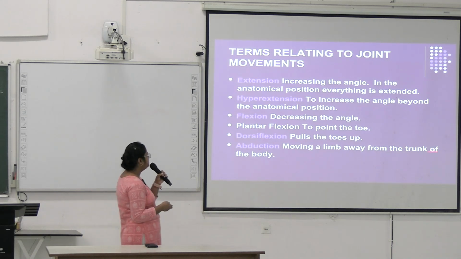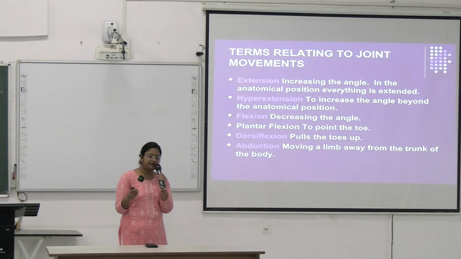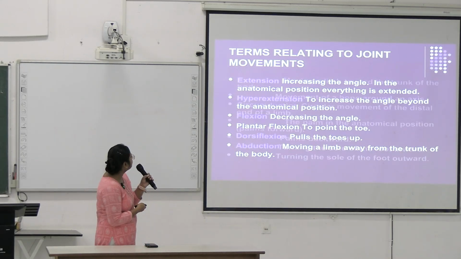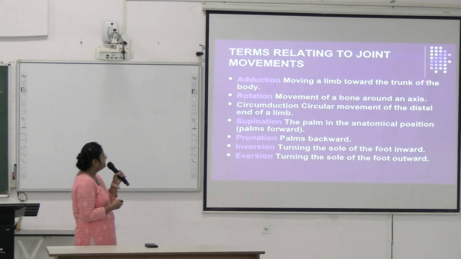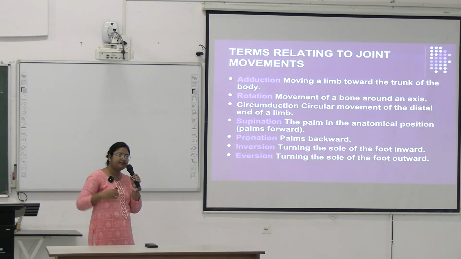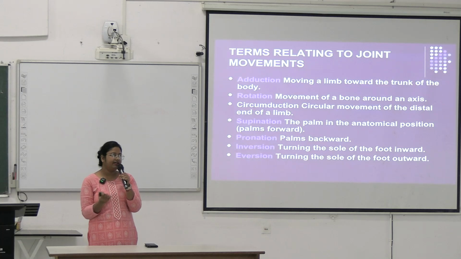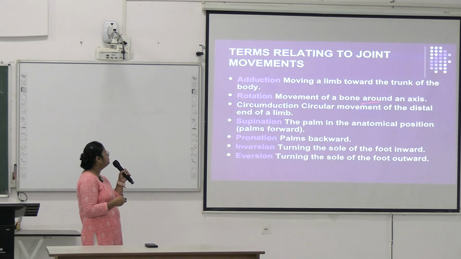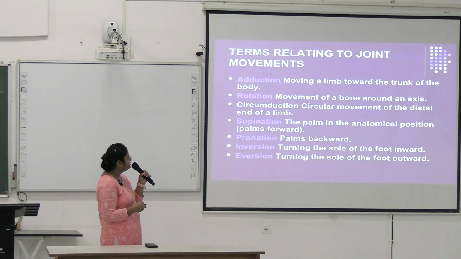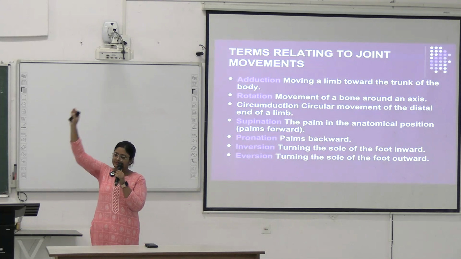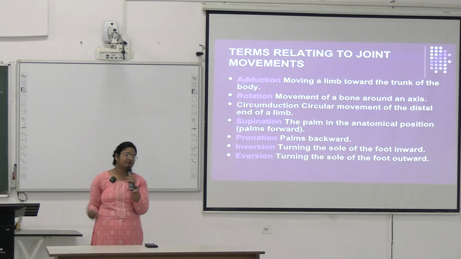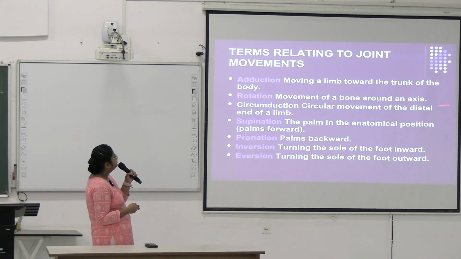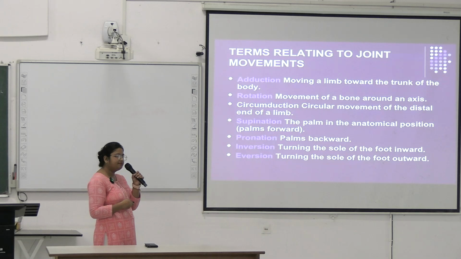Abduction, movement of a limb away from the trunk of the body. So this will be the abduction of the shoulder joint. Now adduction, moving a limb towards the trunk of the body. This movement will be the adduction of the shoulder joint. Next is rotation, movement of a bone around an axis. So this is the rotation movement. And then circumduction, circular movement of the distal end of the limb.